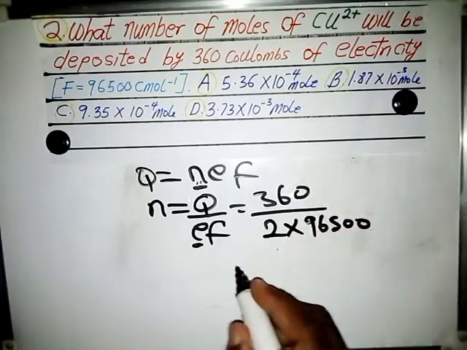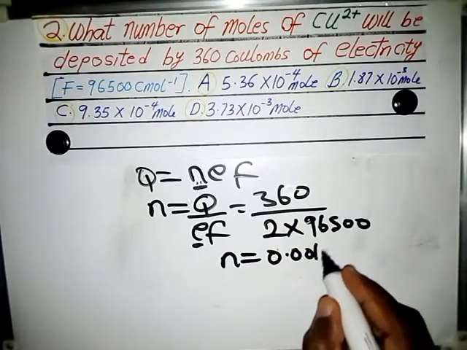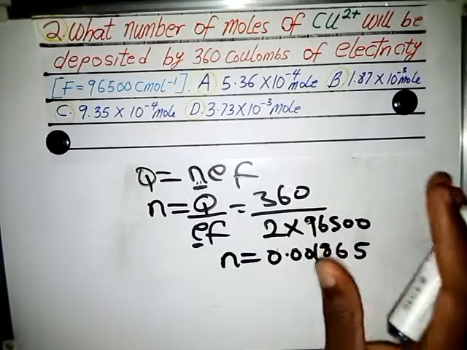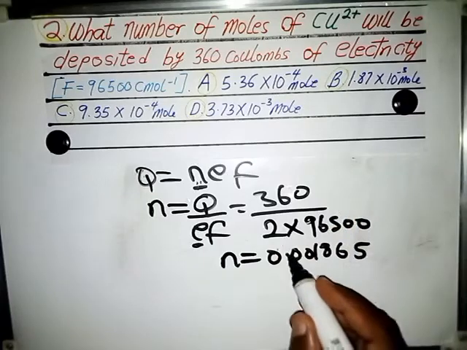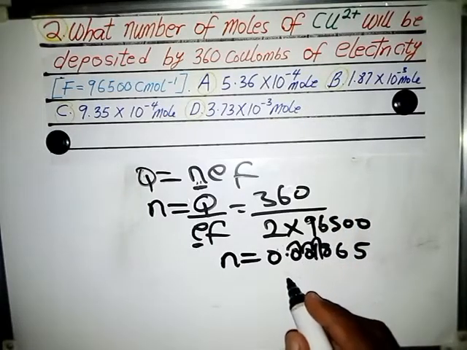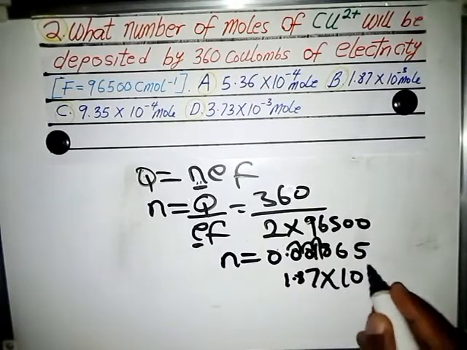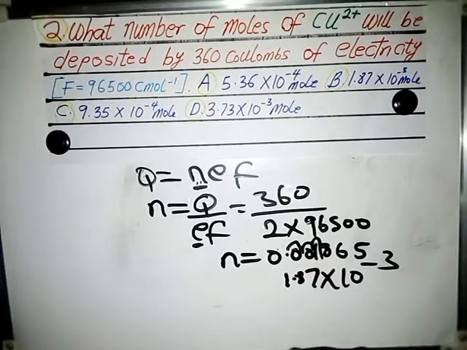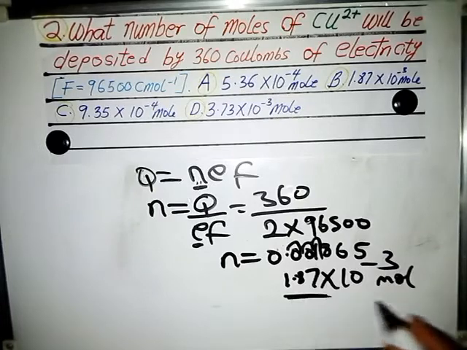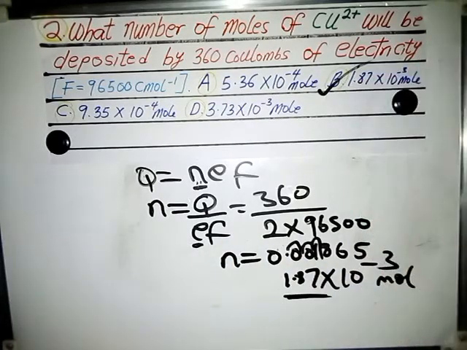So when you do this, you should get 0.001865. So to put it in standard form, that will be 1.87 times 10 to the power minus 3. So your answer is B also.